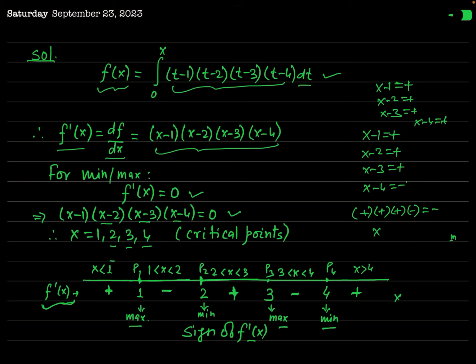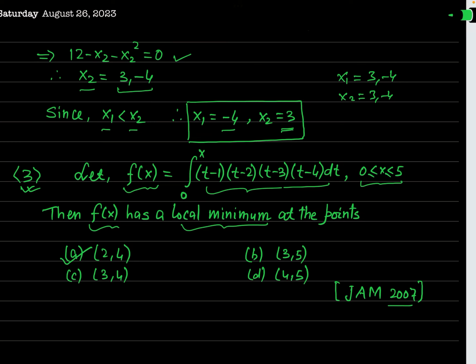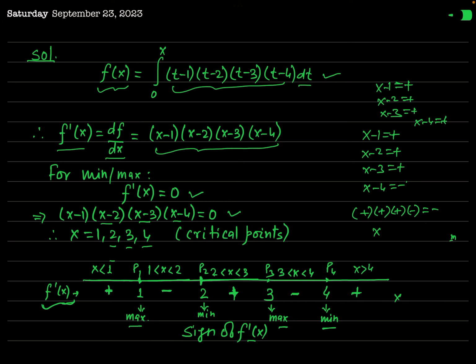So where are local minima? You can see the local minima are at x equal to 2 and x equal to 4. So this first option is correct. This function has local minima at x equal to 2 and x equal to 4. I think you have clearly understood this solution and the sign scheme to decide the points of local maxima and minima.